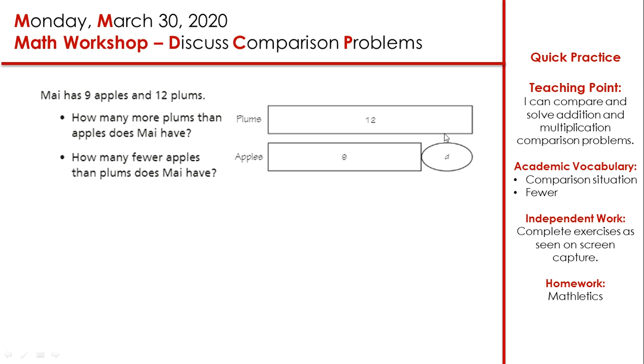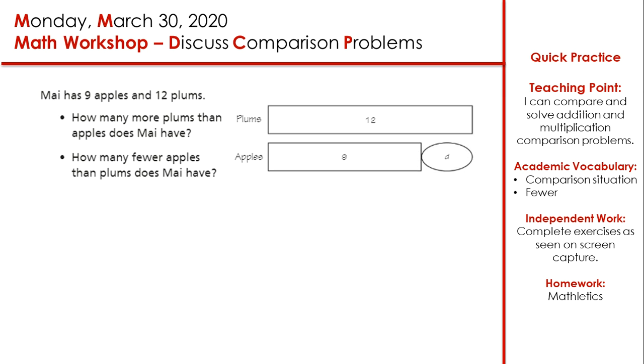Always, or most of the time, we're going to represent our total right at the top with the longest bar. Then the other item that we have, we're going to represent with another rectangle, and then the piece that we don't know, the item that we don't know, we're going to represent with an oval.